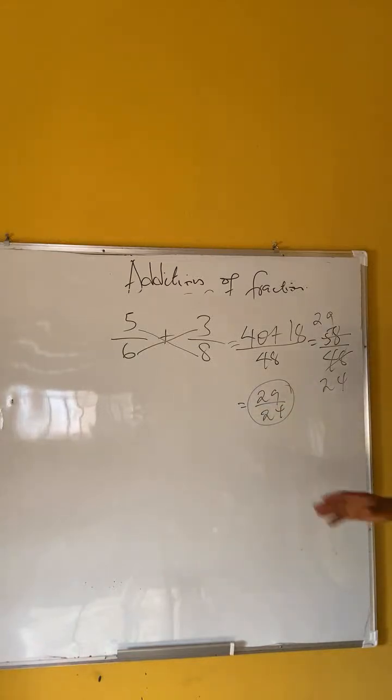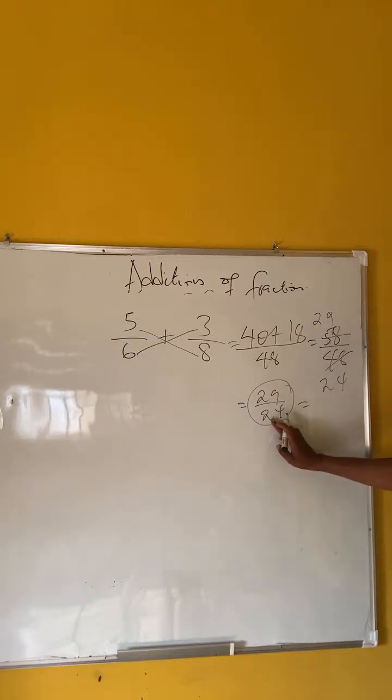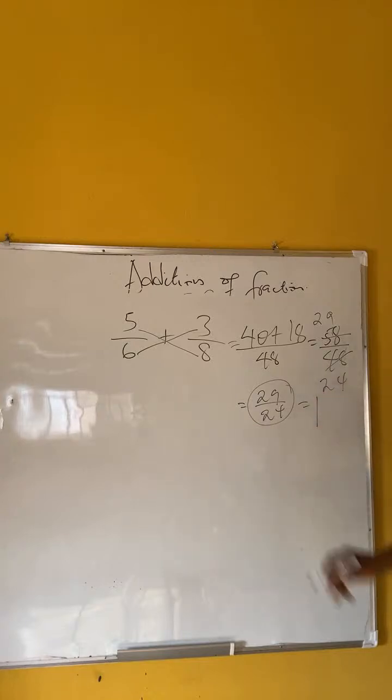Okay? You can actually convert this to a mixed fraction because 24 can go into 29 once, remaining 5, right? So the answer is 1 whole 5 over 24.